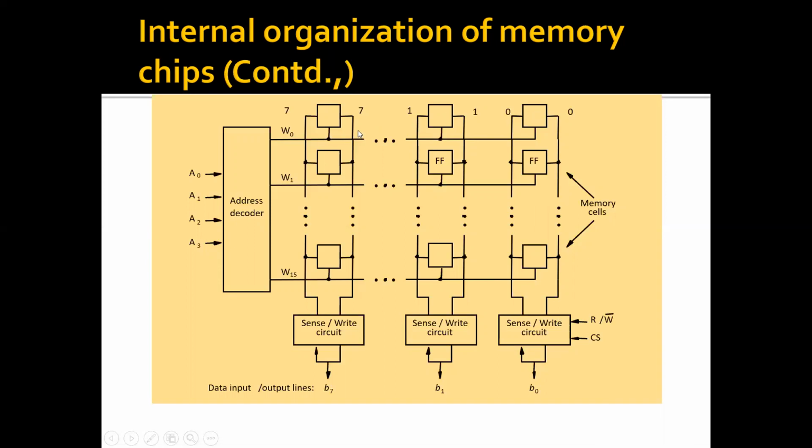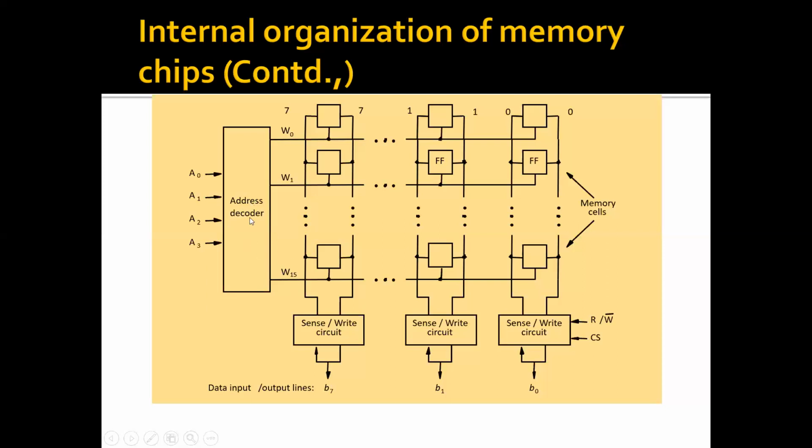You can see every row has 8 cells. Now how many rows do we have? We have 16 rows over here. If there are 16 rows, then we may require 4 bits to decode it. So 4 bits can have the combinations 0000, 0001, 0010, 0011, and in this way it can go up to 1111. So if you have 4 bits, we can uniquely name all these 16 words over here.